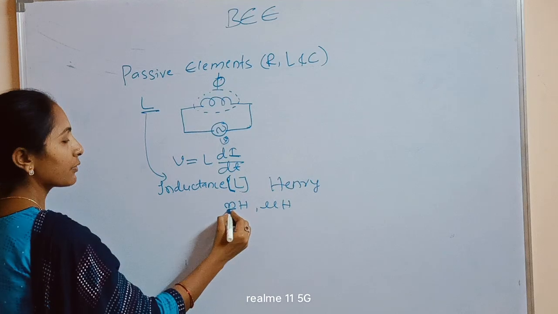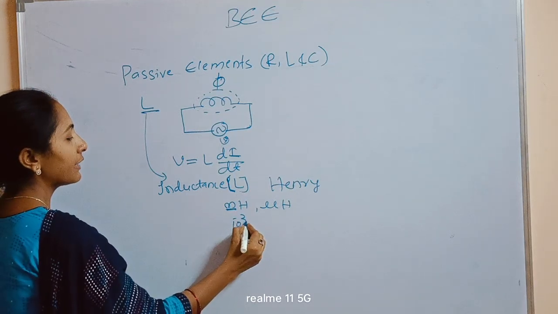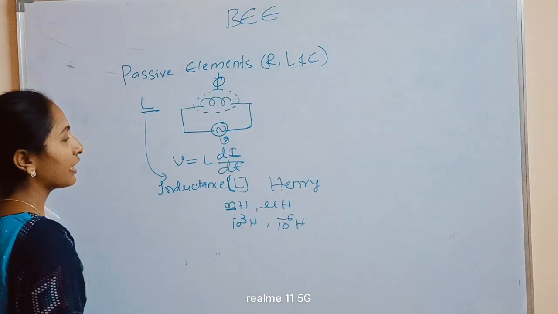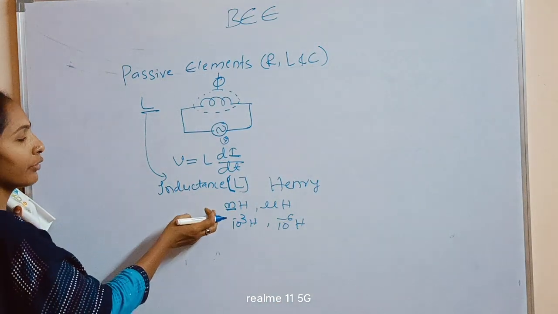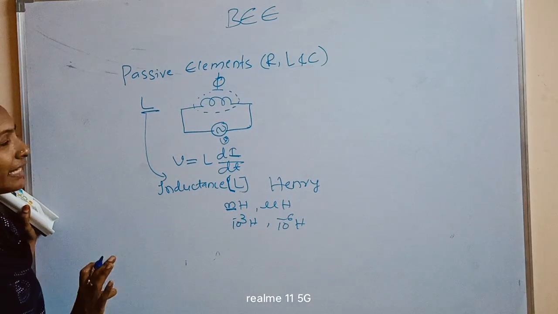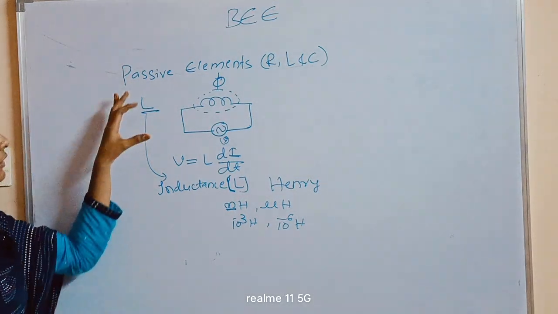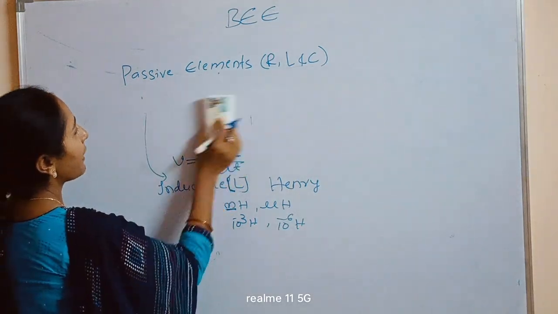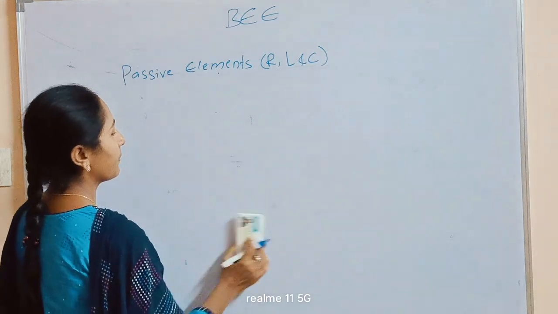What do you mean by small m? 10 power minus 3 Henry. Micro means 10 power minus 6 Henry. We can measure inductance in millihenries and microhenries. The basic unit of inductance is Henry. Now, this is the inductive property, the inductor. Now coming to the capacitive property, meaning the capacitor.